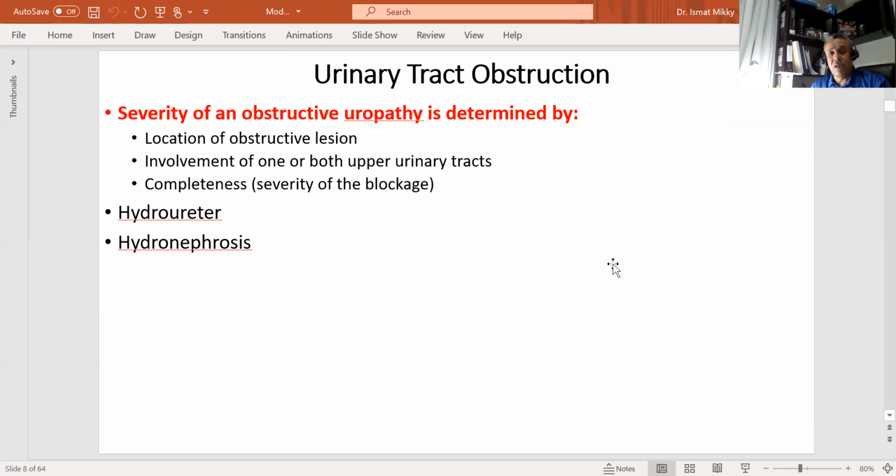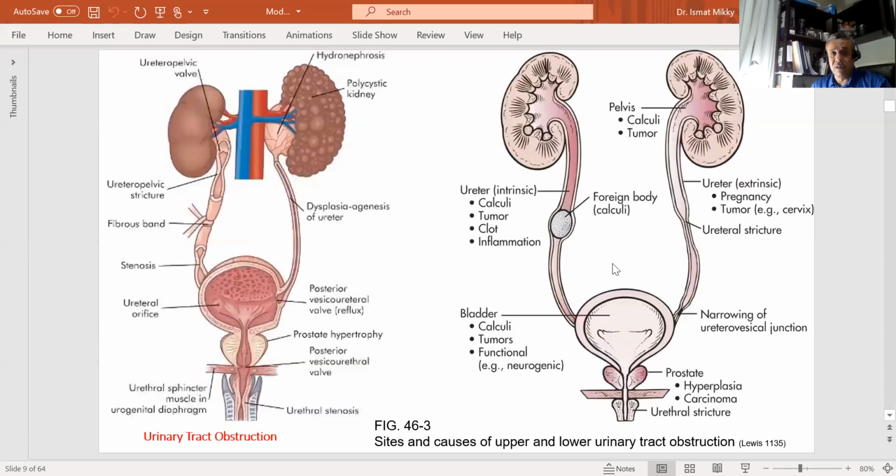So we have two different complications from the obstruction: hydroureter and hydronephrosis. The hydroureter is the obstruction within the ureter itself, and that will lead to retention of urine behind that obstructive area, which could also be due to calculi, which is a kidney stone.